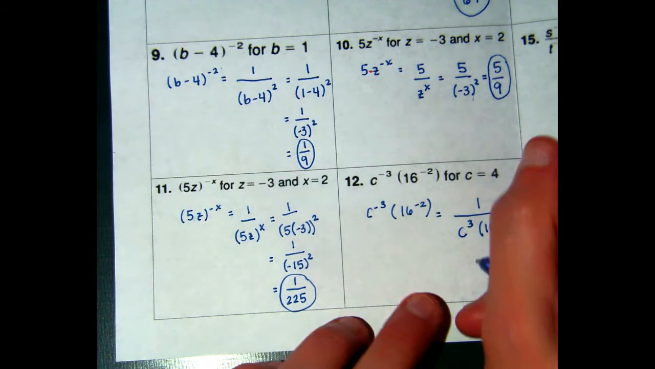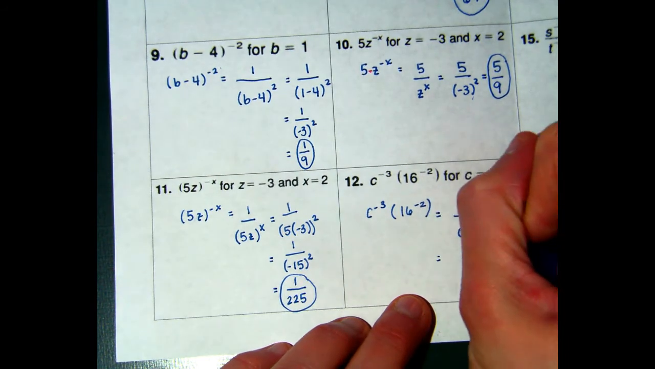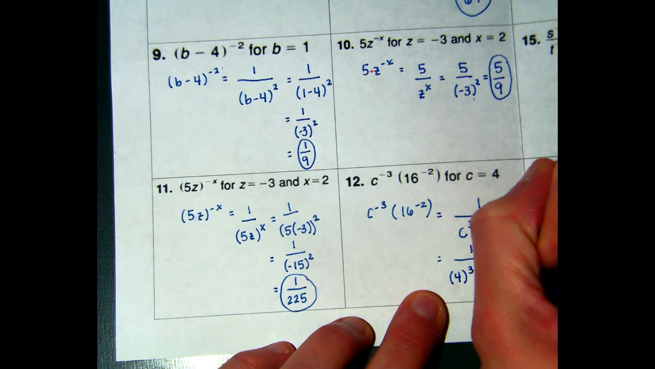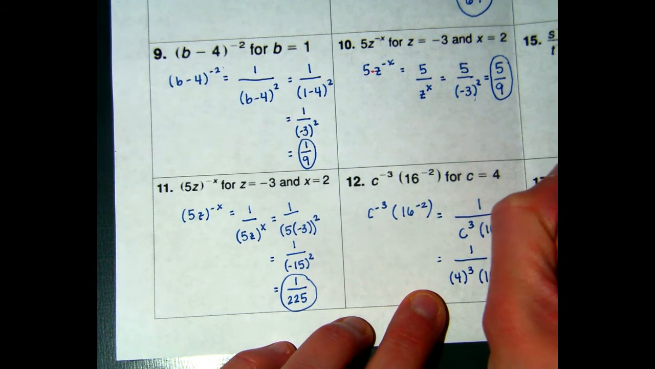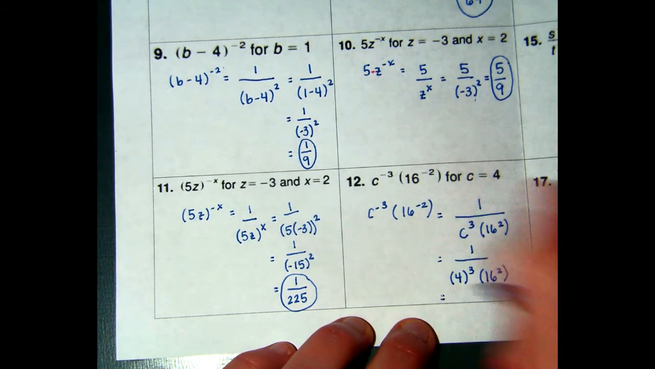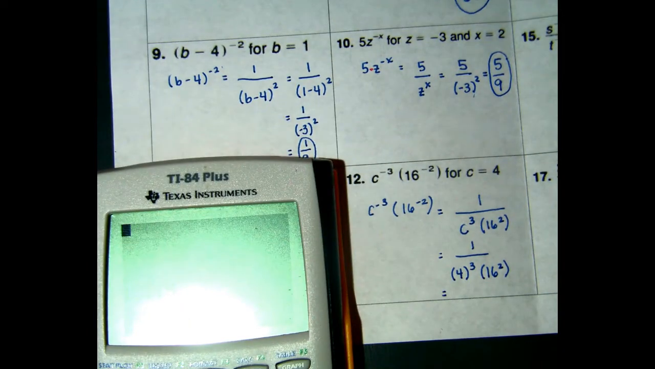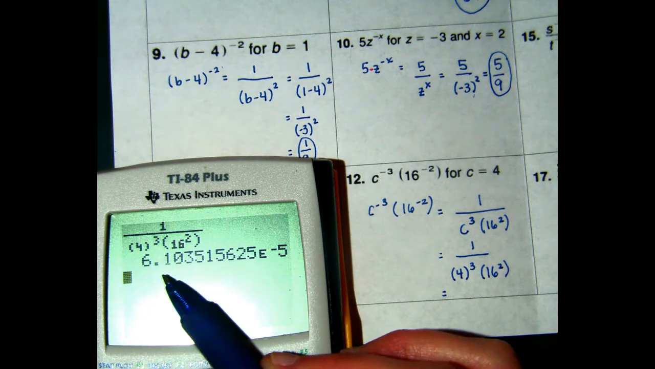I'm now going to plug in 4. 4 to the third and 16 squared. All this is multiplying everything, which is, like I said, you can figure it out without a calculator. Calculators do make it easier, so alpha y equals 1 over 4 to the third power times 16 squared, and I'm putting it in just like it shows. It didn't change anything.